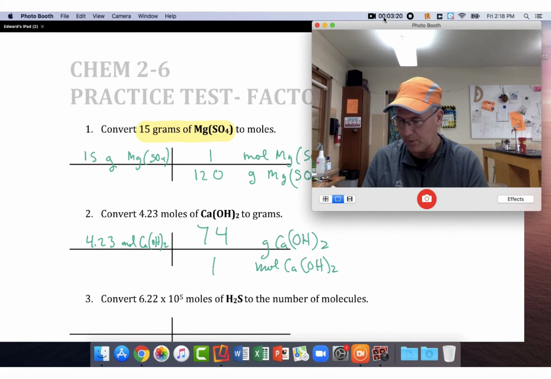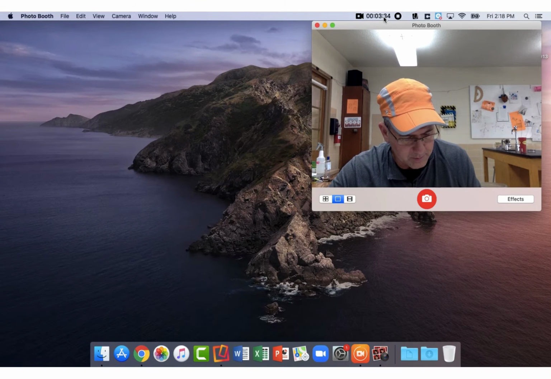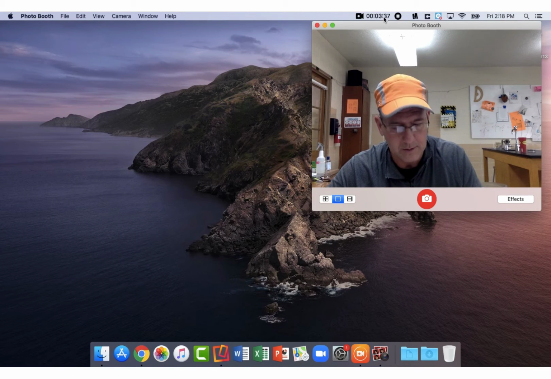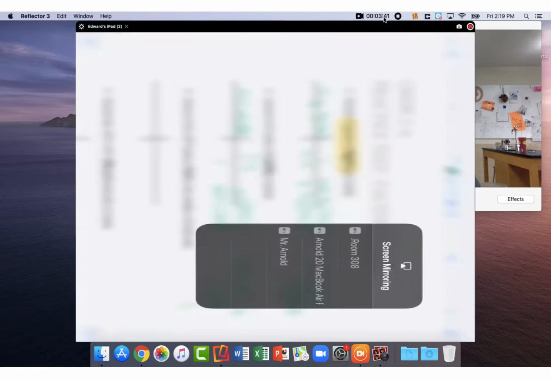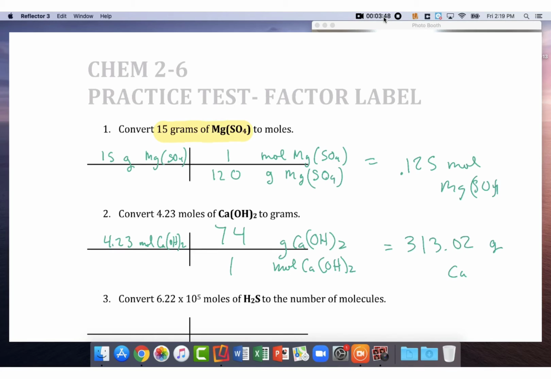So 74 times 4.23 equals, I'm getting 313.02 grams of CaOH2. Whoa! What happened there? Hey, I'm back. I'm not sure what happened, but let's get that off of there. CaOH2.